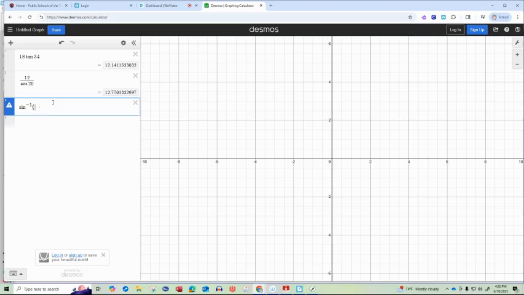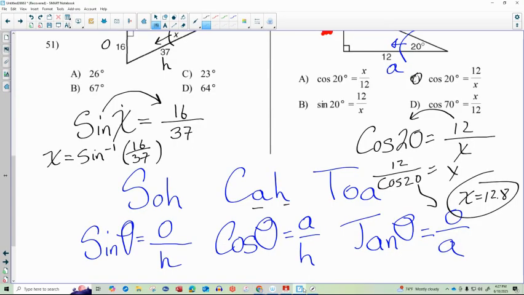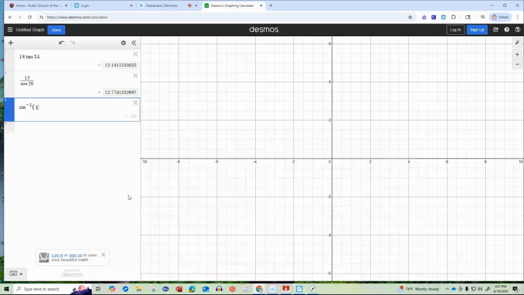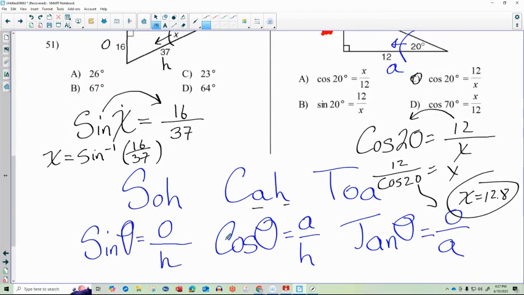I'll be surprised if this works. I probably have to go into the calculator. What is it? 16 over 37. Oh, look at that. And the answer is 25.6, which rounds off to 26 degrees. This was a multiple choice, so they rounded up to the nearest whole number.